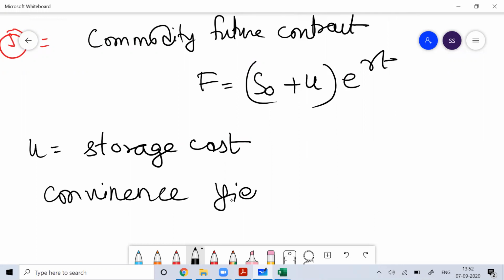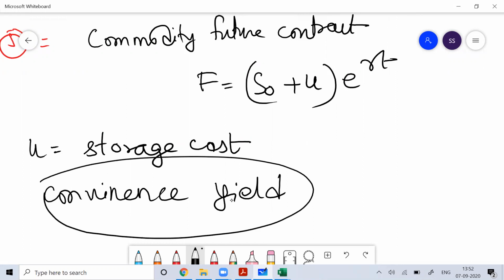So if you are someone who is looking for physical delivery of an asset, then you need to pay storage cost. But along with storage cost, there's an additional benefit you get, because you are actually doing the transaction on the physical asset. That additional advantage you get is called convenience yield.